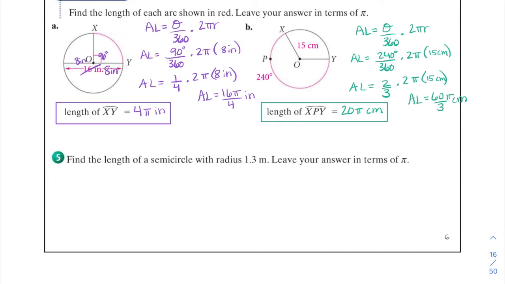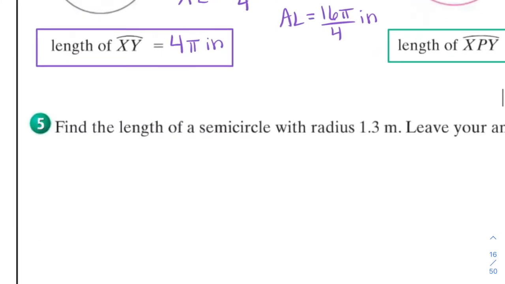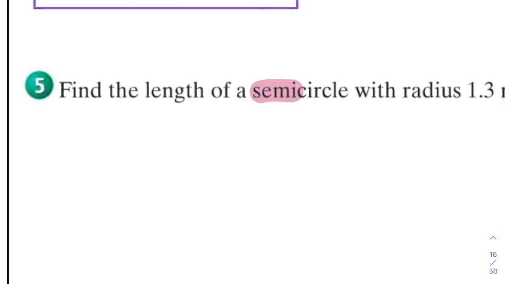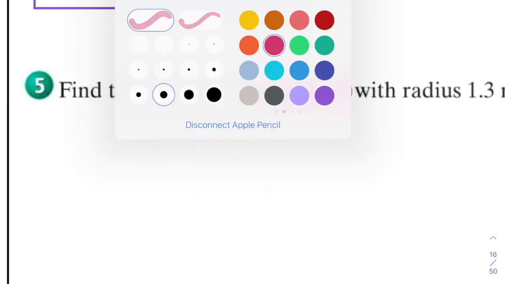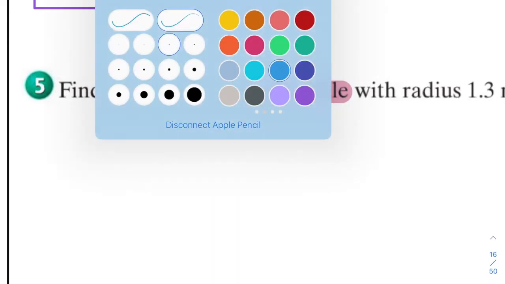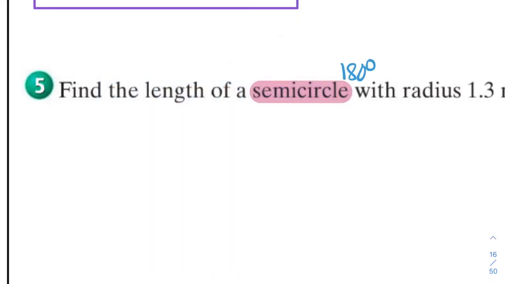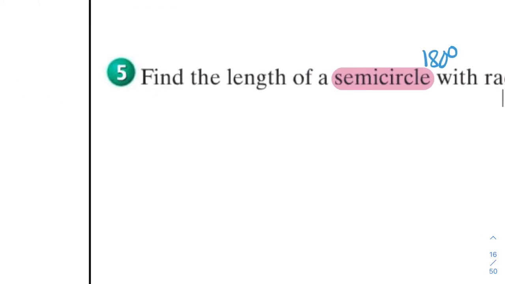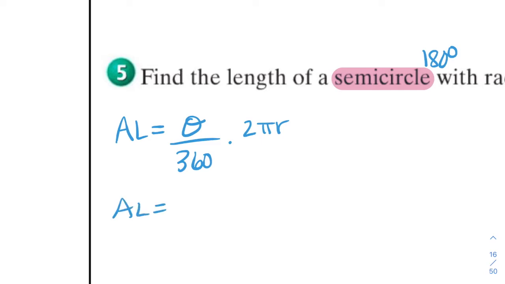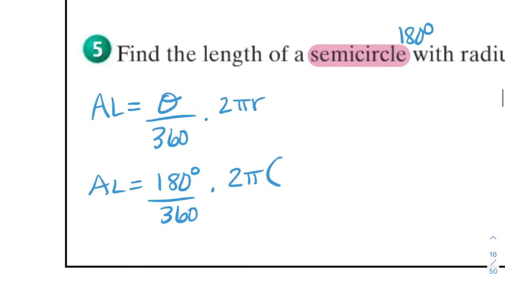Find the length of a semicircle with radius 1.3 meters. Leave your answer in terms of pi. So a semicircle is how many degrees? Yep, it is 180 degrees. So we're going to say arc length equals theta over 360 times 2 pi r. So arc length equals 180 over 360 times 2 pi, radius of 1.3 meters.